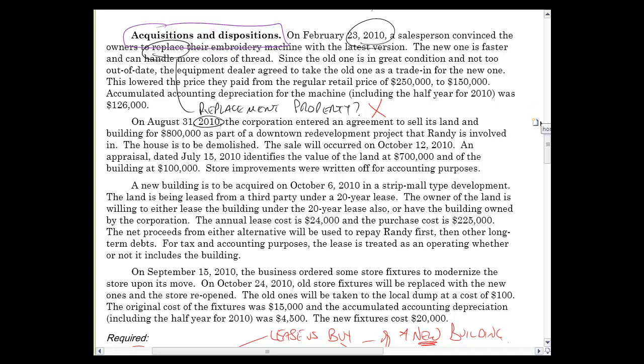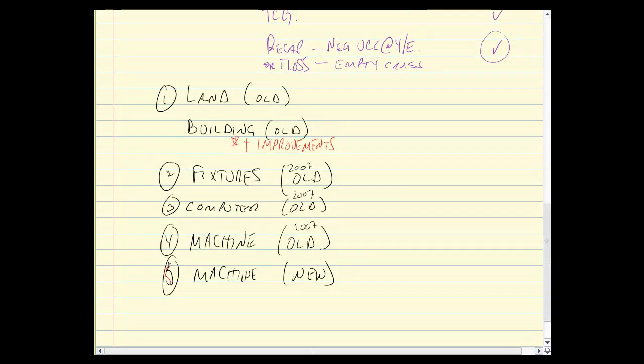A new building. A new building is to be acquired. So here's our lease versus buy. So what we have is we have this new building, and we kind of asterisk it because this is kind of the second big point of the question. If they go lease or they go buy. So if they don't ever buy this thing, clearly we're not going to take CCA on it. If they do buy it, we will take CCA.